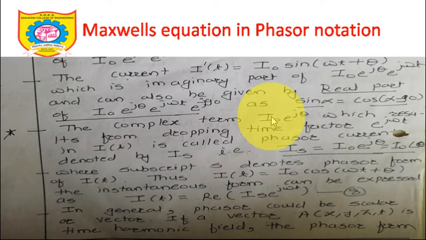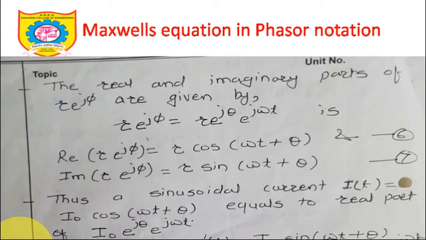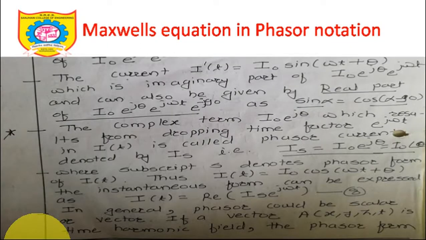Now see, everywhere there is one term coming, I0 e raised to j theta, whether in the real part or the imaginary part. Even in the cos form it has come as I0 e raised to j theta. So can we replace it with a certain term, so that there won't be a need to write those terms again? Let's see how. The complex term I0 e raised to j theta, which results from dropping the time factor e raised to j omega t in i(t), is called the phasor current.